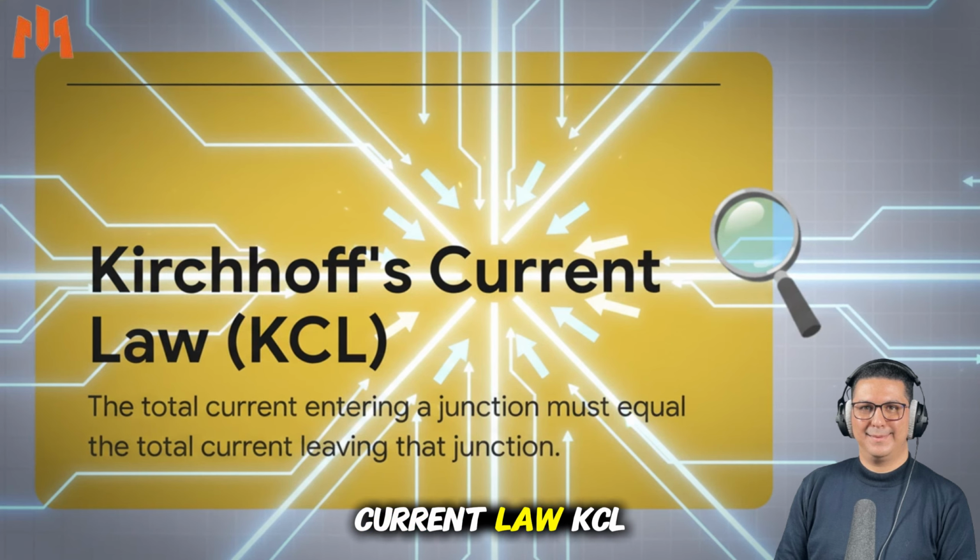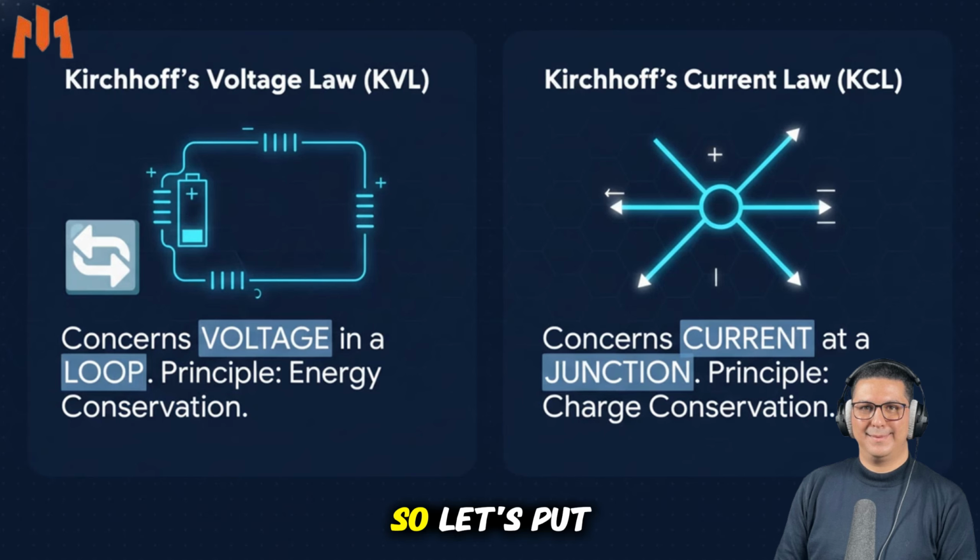Next, we've got the current law, KCL. This one is all about junctions, any point where wires meet. And it simply says that electricity can't just vanish or be created out of thin air. Whatever flow of charge comes into a junction must be the same amount that flows out, even if it splits down a bunch of different paths. This is just the law of conservation of charge. So let's put them side by side. KVL is about voltage in a loop, and it's based on energy conservation. KCL is about current at a junction, and it's based on charge conservation. They're like this perfect little toolkit for the two different aspects of a circuit.